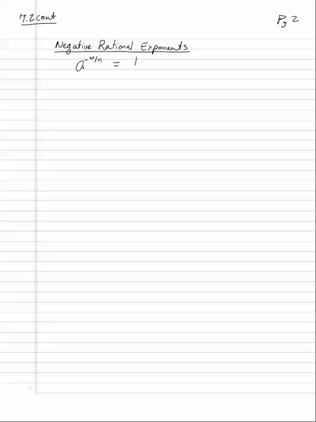Okay, it's just like the negative exponent rules. It works the same way for negative rational exponents. If you have a to the negative m over n, it's the same thing as 1 over a to the m over n power. So if we look at a couple of those exercises, like number 50, m to the negative 1/3 is the same thing as 1 over m to the 1/3, which is the cube root of m.